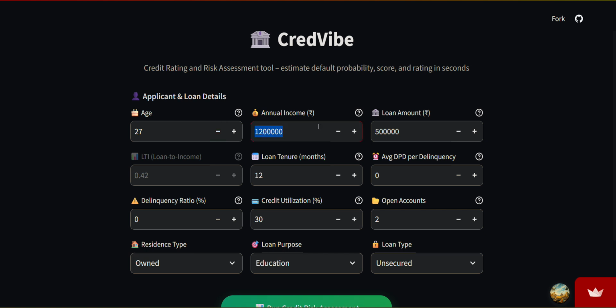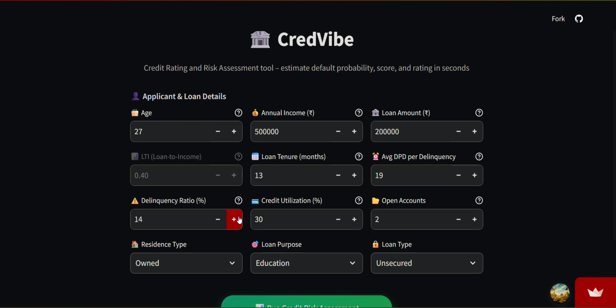Let's say we have a 27-year-old with 5 lakh income who is looking to seek a loan sanctioned for 2 lakhs, and the loan tenure is say 13 months. The average DPD per delinquency means, for every delinquent month, on an average how many days past the due date has the payment been made by this particular user. Let's say that it's pretty high at around 19, and the delinquency ratio, let's say that it's 29.